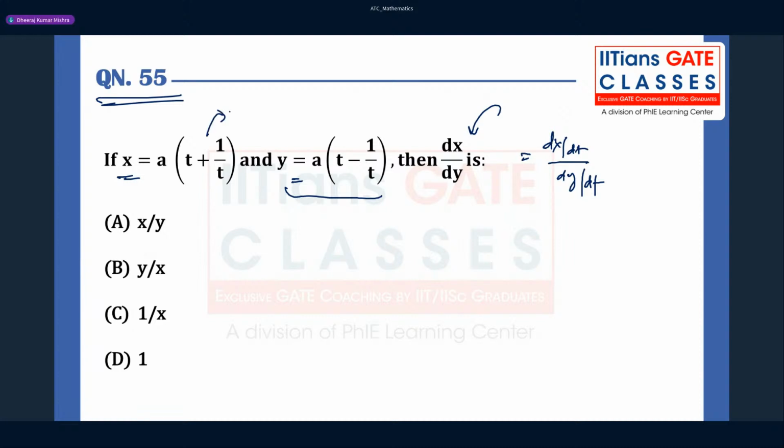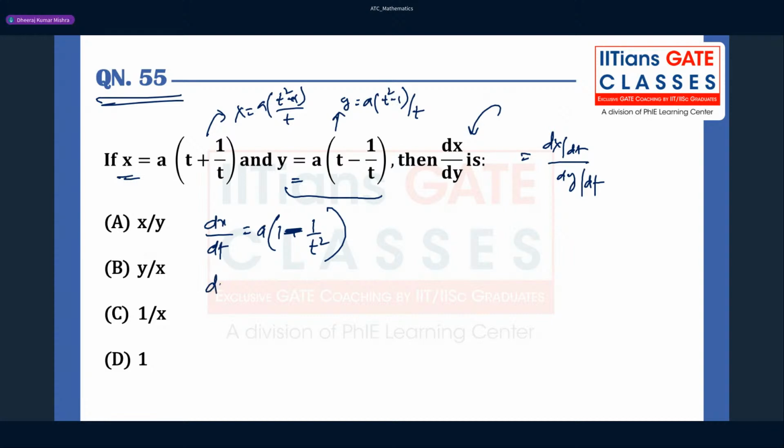You can also write this as x equal to a times t plus 1 by t, and you can write y equal to a times t minus 1 by t. Now differentiate this, so dx by dt is nothing but a times 1 minus 1 by t square, and dy by dt is going to be a times 1 plus 1 by t square. Now you can take the ratio of them, right? Because you have to find dy by dx. So it will give you what? The a cancels. So t square minus 1.